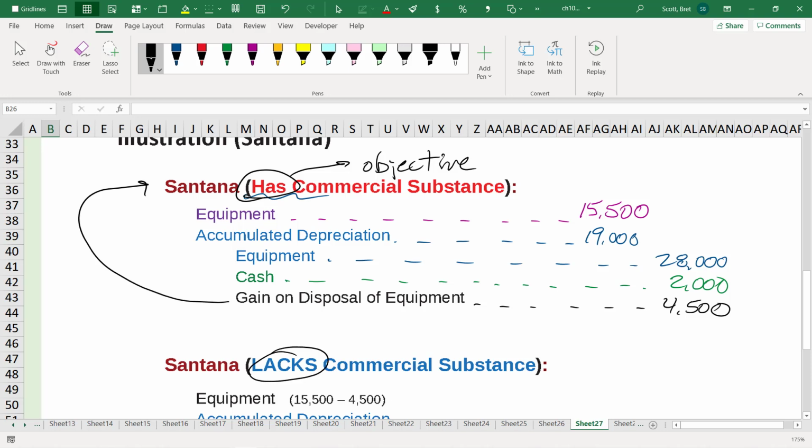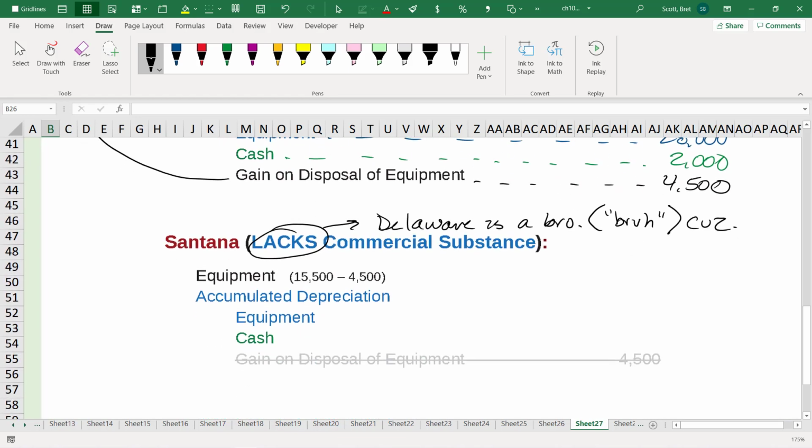Let's assume it lacks substance. Say Delaware is a brother or cousin or whatever. It's a family member, let's just say. Okay, so down below, we cannot show the gain in this case. We still have to do our transaction as per usual, where we say $19,000 accumulated depreciation. We get rid of that.